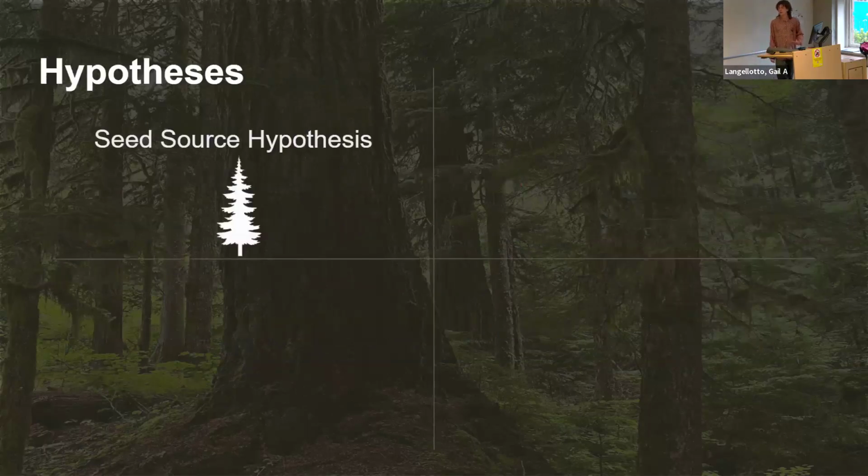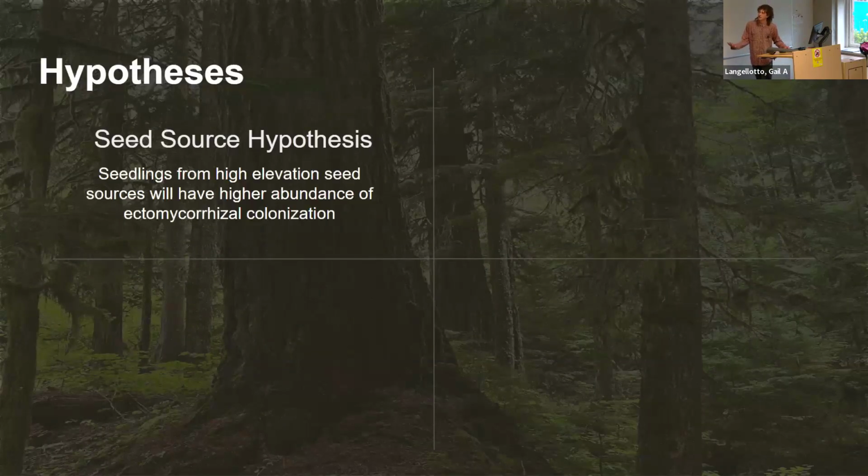The first is going to be the seed source hypothesis. This is where we explore the impact seed source has on ectomycorrhizal abundance to explore if this plays an impact on the presence within the root systems. Here we hypothesize that seedlings from high elevation seed sources are going to have the greatest abundance of ectomycorrhizal colonization because they're originating in these habitats that we hypothesize as being more abiotically stressful.